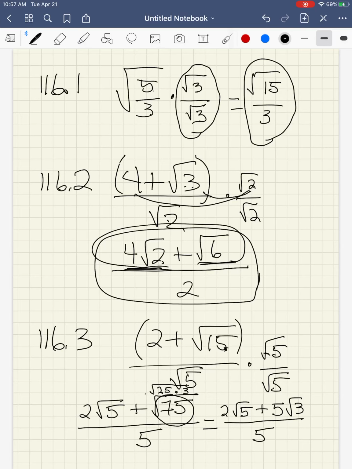And again, can we cancel anything? Absolutely not. You cannot cancel the 5s, right? You have to be able to factor it out of the entire numerator in order to be able to cancel it, and we can't do that. So that's the final answer.